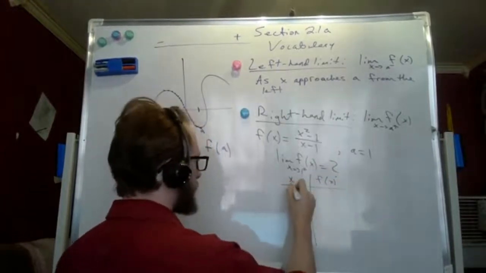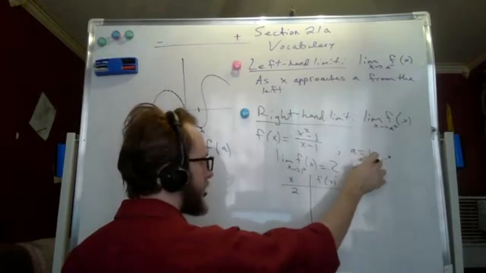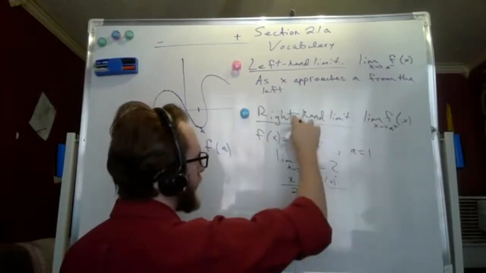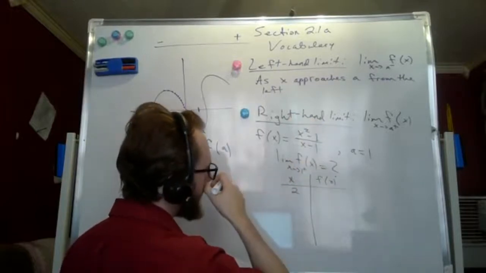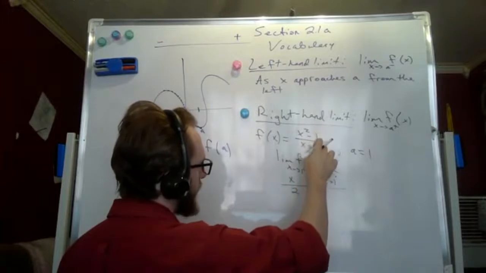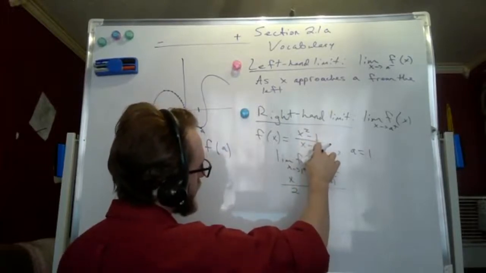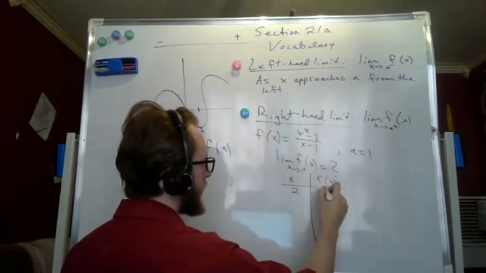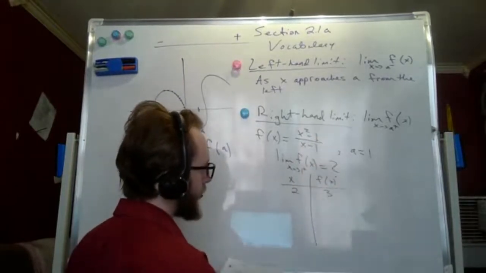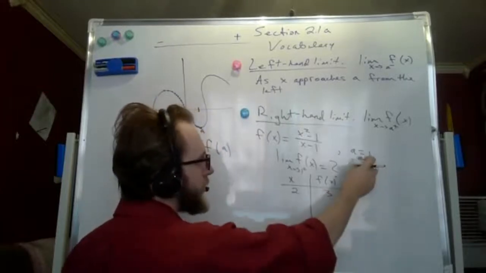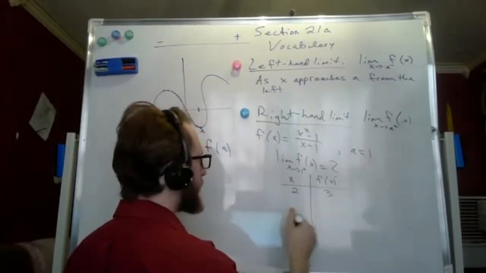So I'm going to start with 2, because that's to the right of 1, and it's kind of close. If I plug in 2, 2 squared minus 1 is 3, and 2 minus 1 is 1, so I'm going to have 3 divided by 1, which gives me 3. So if I plug in 2, I get 3. Well, that's not really close to 1 yet, but we're getting there.